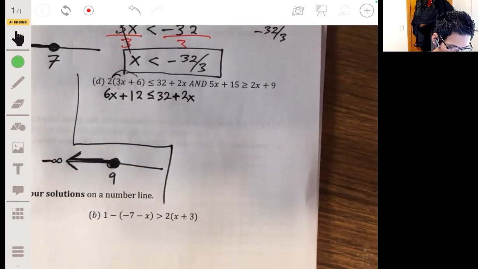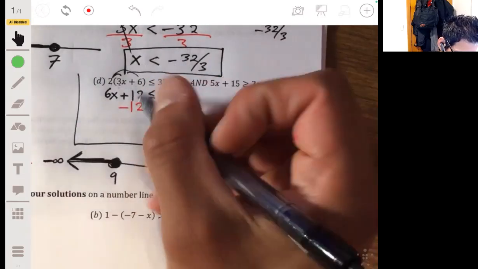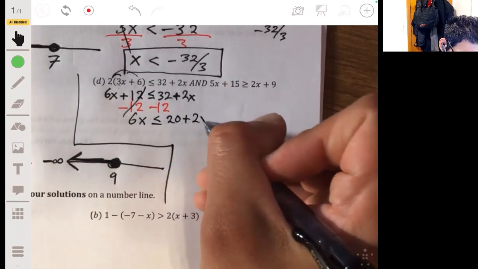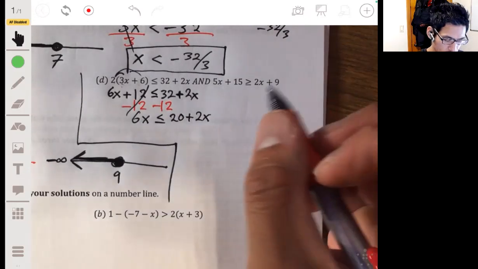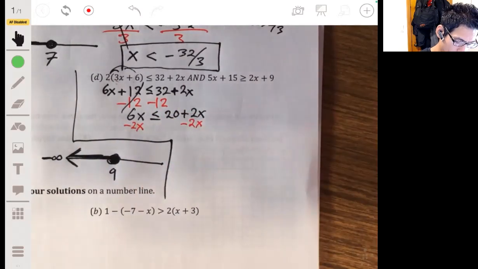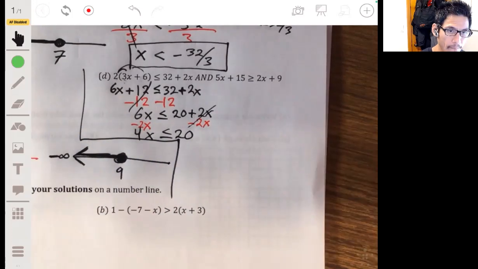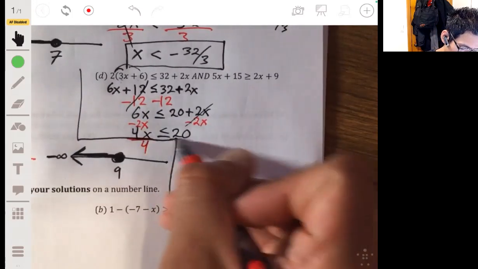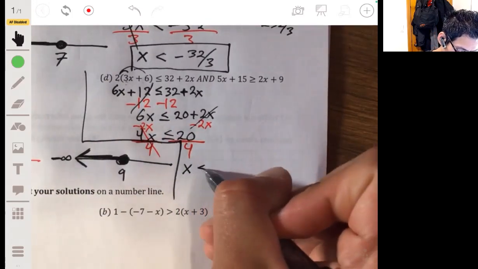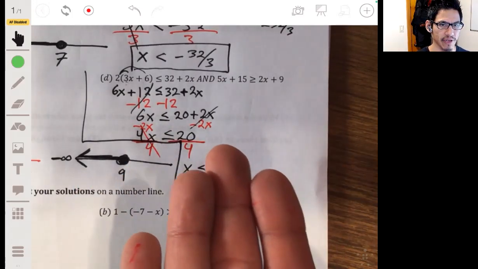Let's solve this for x. Take away 12. We'll get 6x is less than or equal to 20 plus 2x. Take away 2x. And we'll get 4x is less than or equal to 20. And then we divide by 4. So here we have x is less than or equal to 5. Don't flip the symbol because we didn't divide by a negative number.